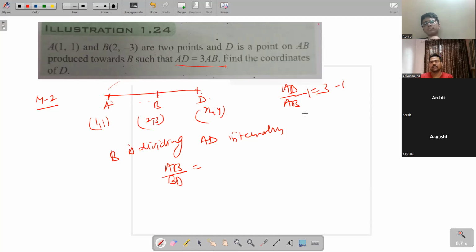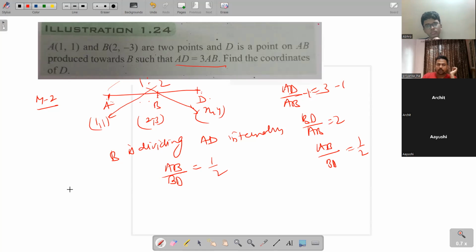Subtract 1 from both sides. So this will be AD minus AB, which is going to be BD upon AB equal to 2. You need AB upon BD, which is just the reciprocal of this. So you have this 1 is to 2 ratio. Now 1 will go with this, 2 will go with this.